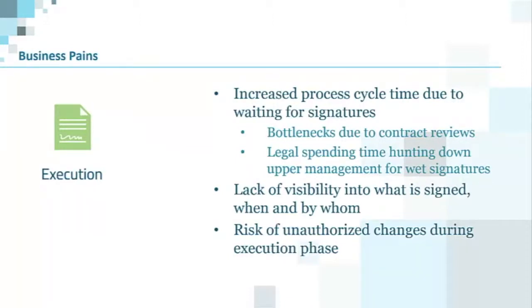First, increased process cycle time due to waiting for signatures in this phase. Legal is often spending time hunting down upper management for their wet signatures, and there's often bottlenecks due to lengthy contract review processes. Next, there's a lack of visibility into what is being signed, when, and by whom, when these things are not tracked, and a risk of unauthorized changes during the execution phase.